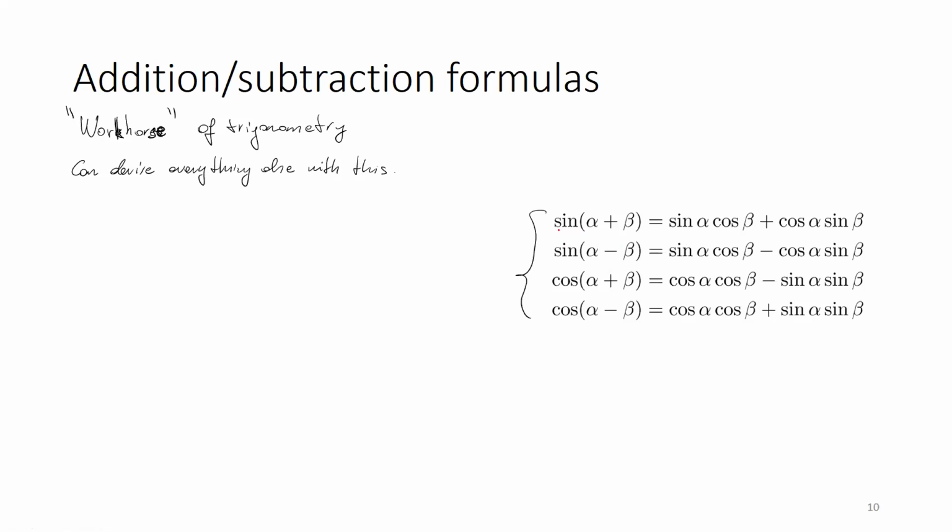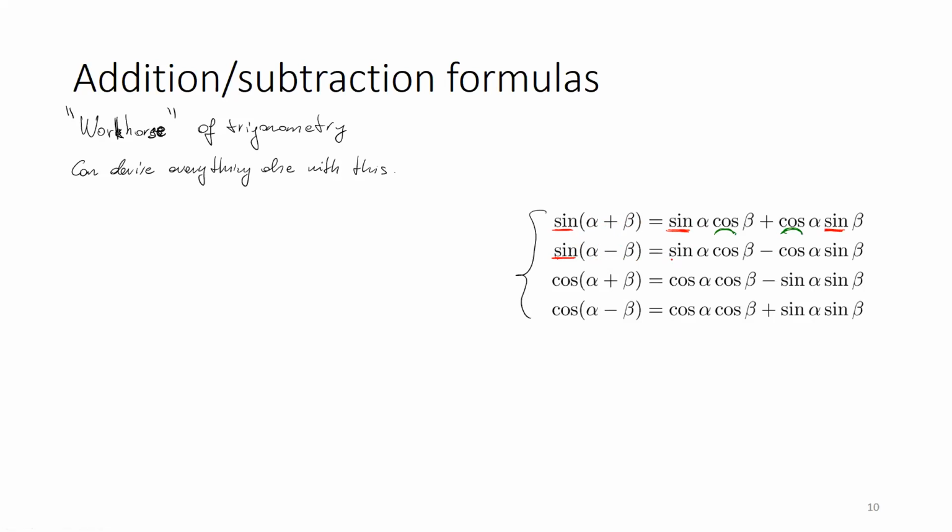Let's start with the sine formulas. If you have sine of a sum, alpha plus beta, or a difference, alpha minus beta, then what you have on the right-hand side is always sine, cosine, cosine, sine.